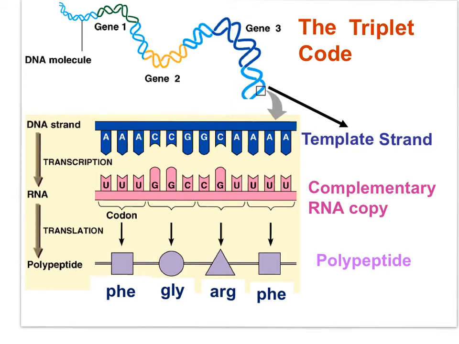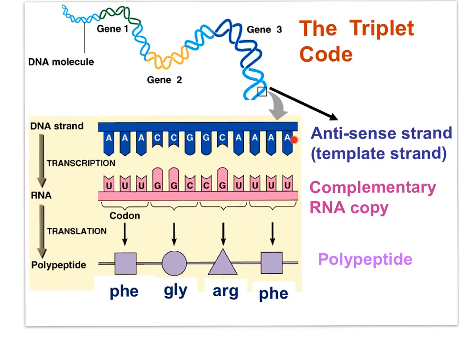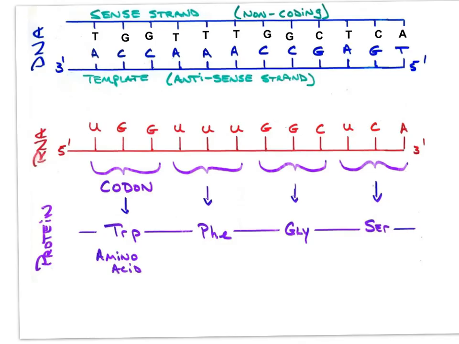Hang in there. This strand of DNA is the antisense strand. It is the template for RNA synthesis. It's the template for transcription. Maybe this slide will help you see it. This DNA strand is the template strand. This is the antisense strand. The sense strand has the exact same code as the RNA, with the exception of uracil instead of thymine in the RNA. Take a look. The sense strand has the same code as the RNA transcribed from the antisense strand.